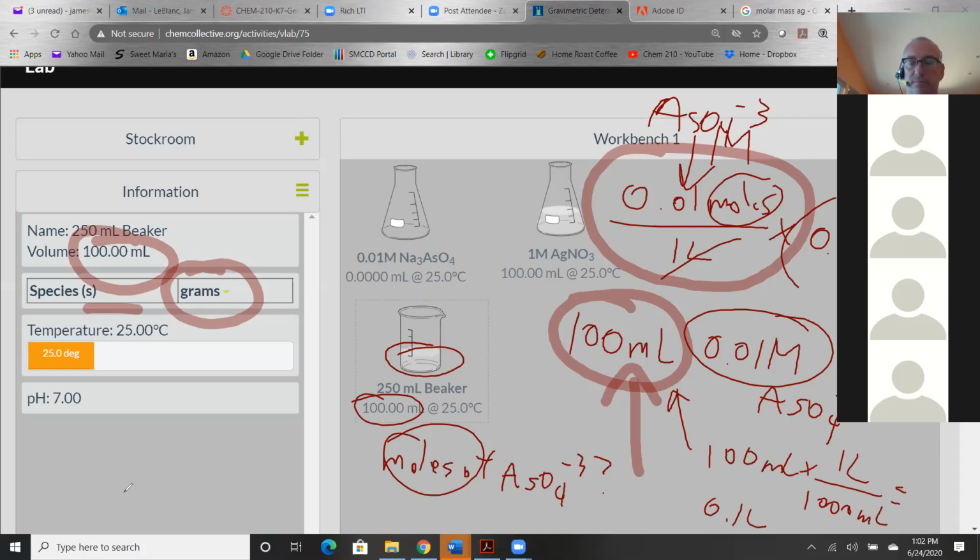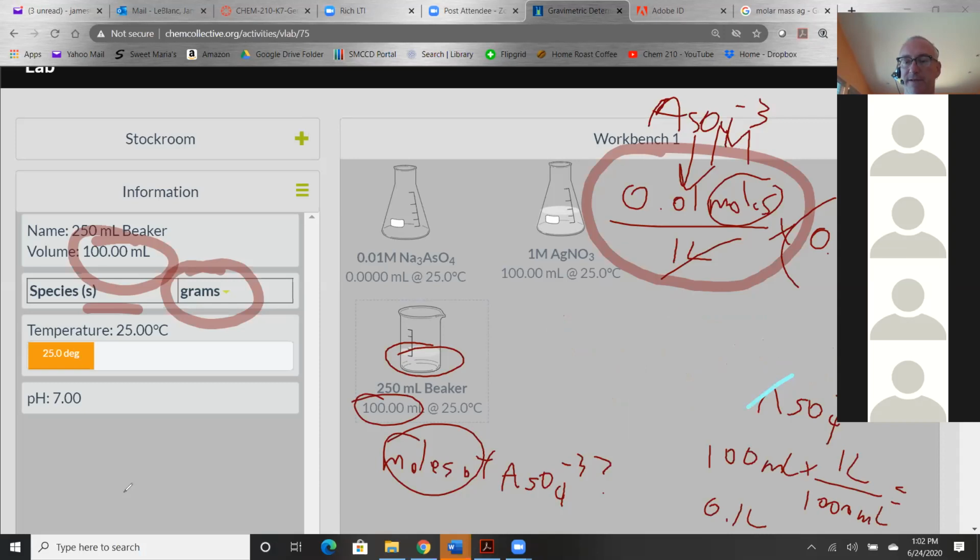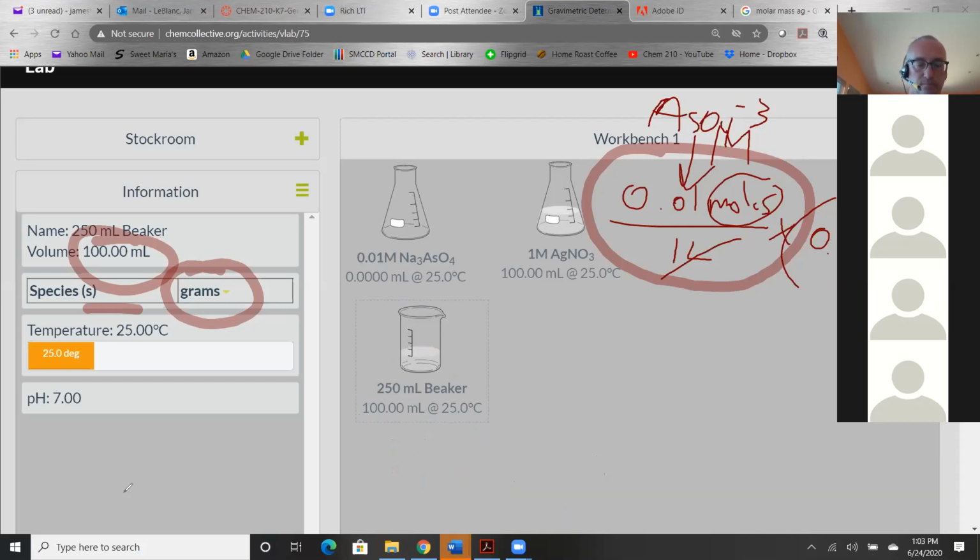So when I multiply 0.01 moles per liter times 0.1 liters, how many moles do I get? 0.001 moles. Right, I get 0.001 moles of arsenate, AsO4 minus 3. That's how many moles I'm going to get.